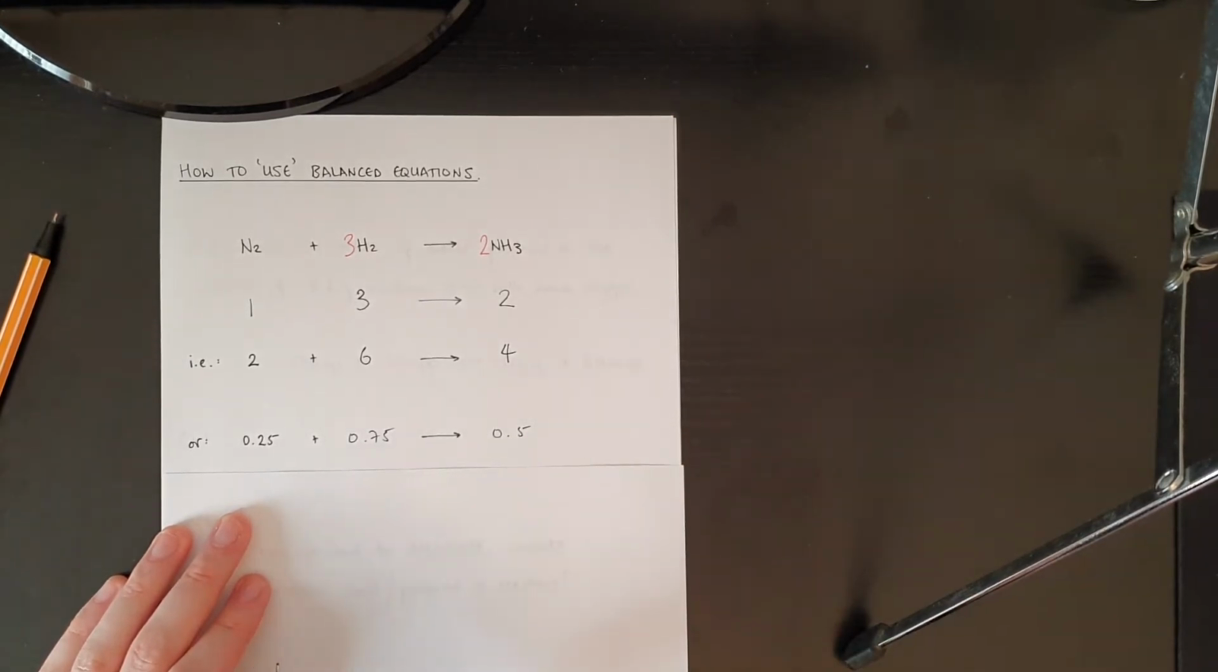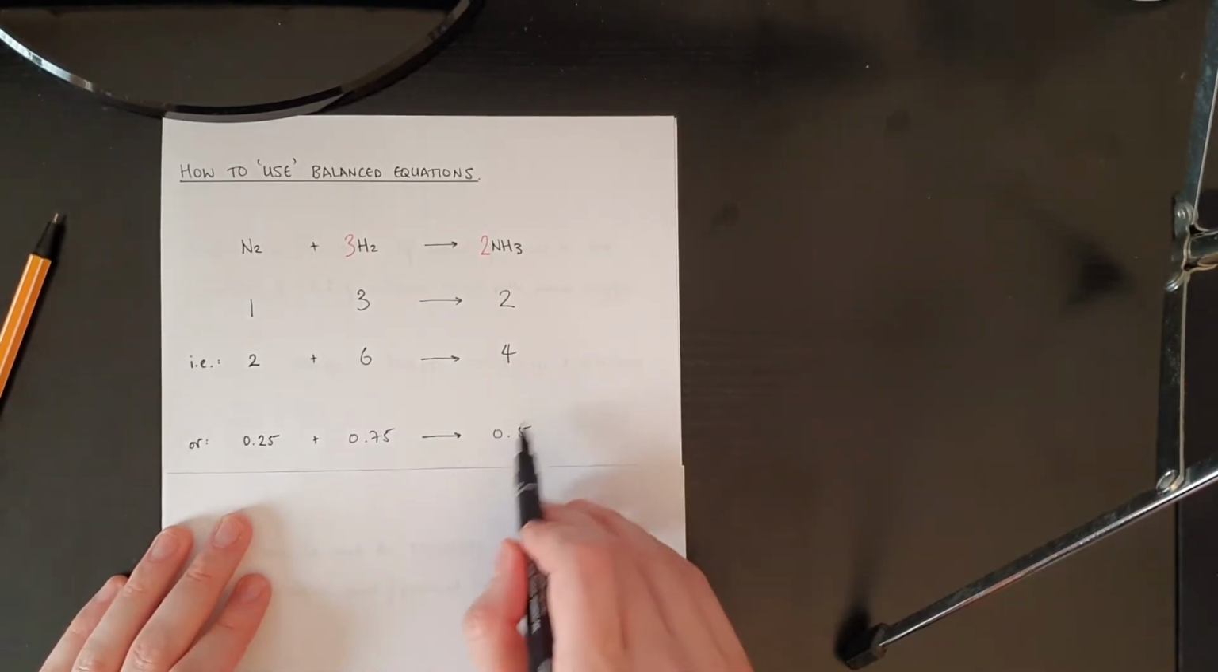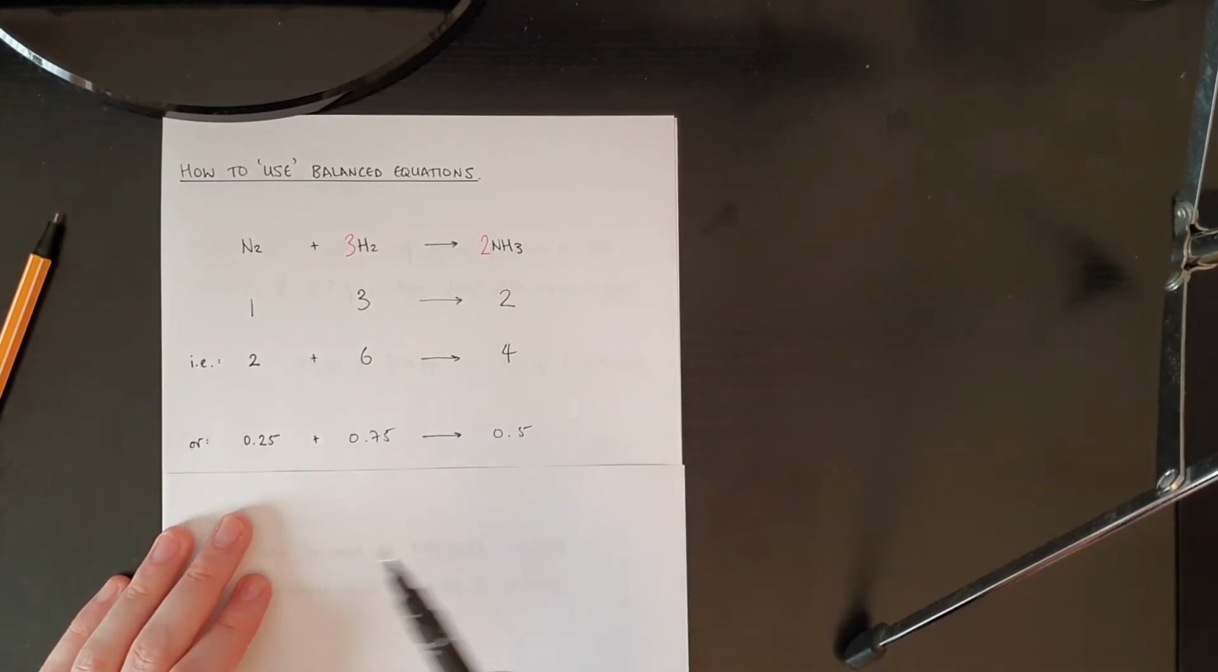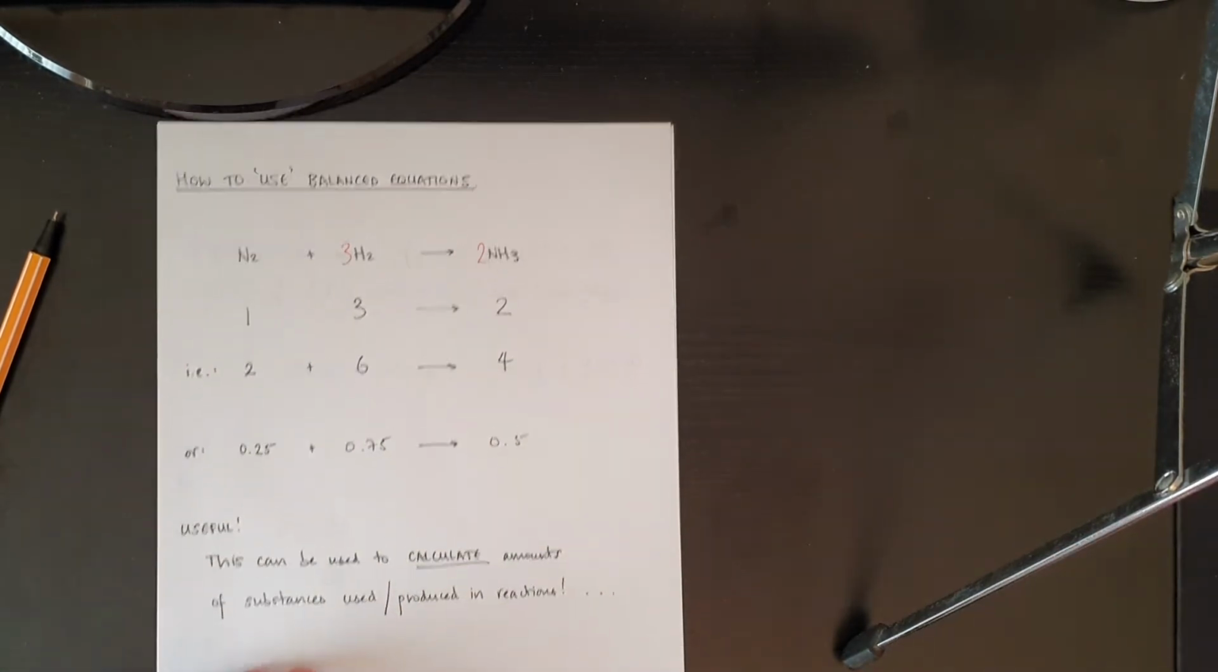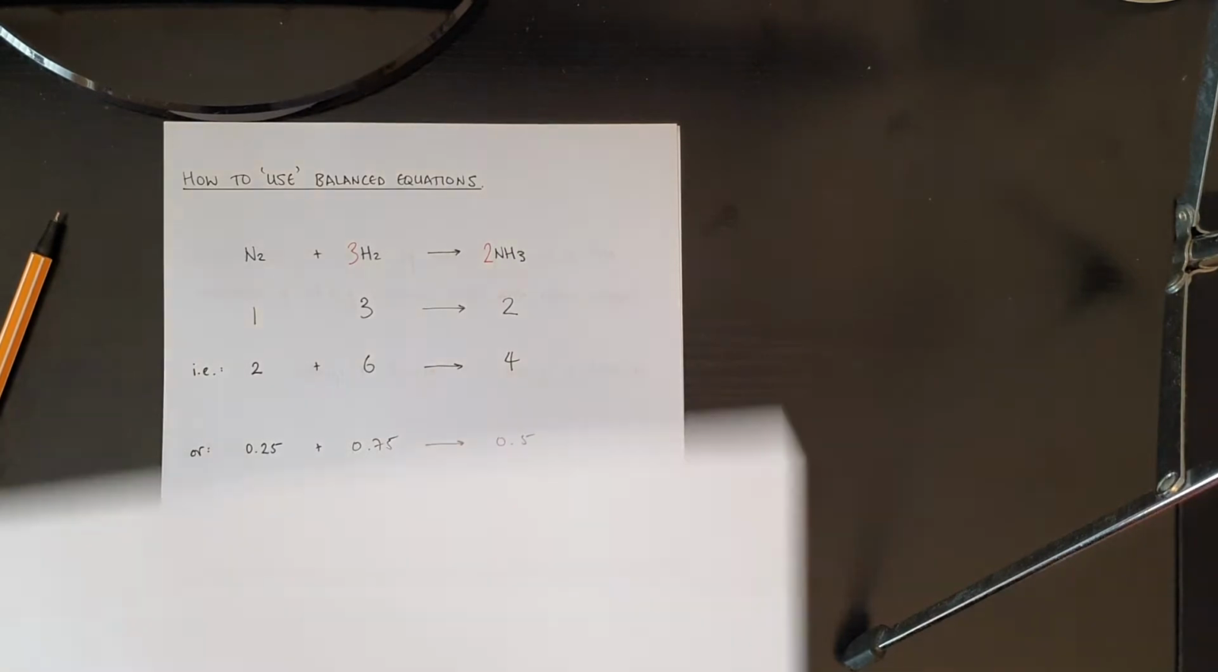And that is very, very useful, because we can then use this number of moles to work out, say, a concentration or a mass or a volume or something more useful that we can actually use in an experiment, and that's fantastic. So that's what we want to say. This is incredibly useful because this can be used to calculate amounts of substances either used or produced in a reaction.